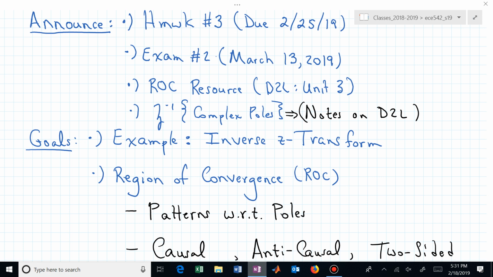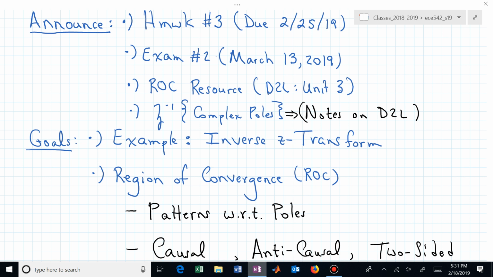There's also a couple of things that you'll refer to outside of class. One is the Region of Convergence resource. That's now included in Unit 3 on D2L, and there's some notes. There won't be a video with these notes, but there are some handwritten notes on how to approach performing inverse Z transforms when you have complex poles. And those notes are on D2L. Those notes will make more sense after today's discussion.